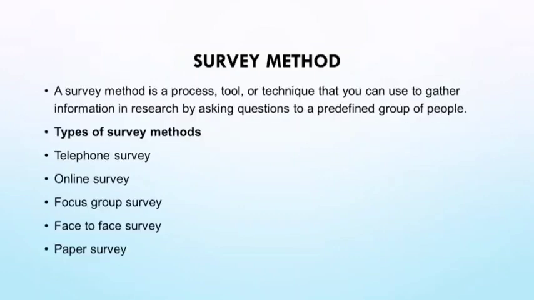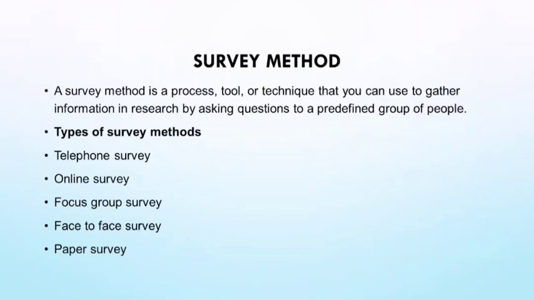Survey method. Survey method is a process, tool, technique that you can use to gather research information by asking questions to a predefined group of people from whom you want to collect the data. You can use a questionnaire, but that's a tool. So survey method can be telephone survey, online survey, focus group survey, face-to-face survey, paper survey. We are all familiar with this. Over the phone, you ask the questions to the person to get your information.